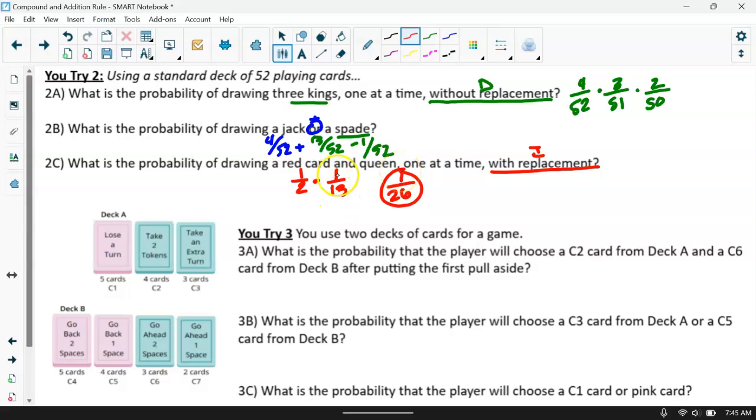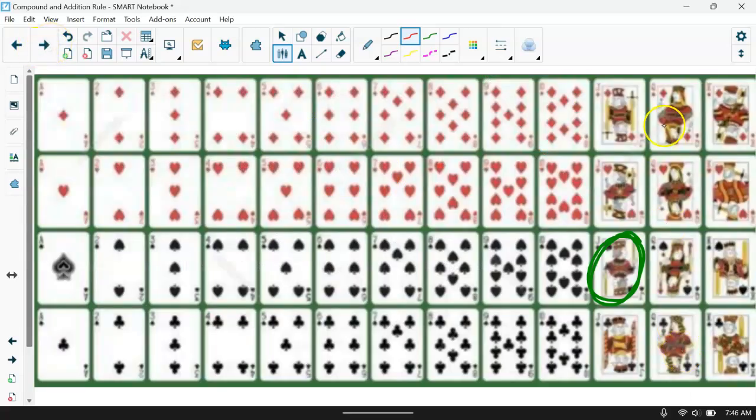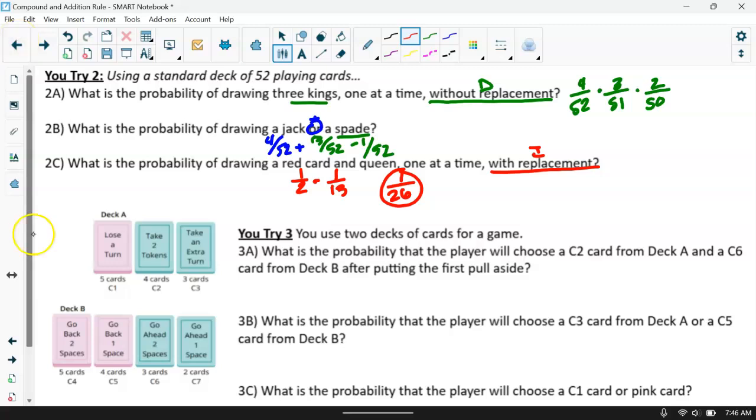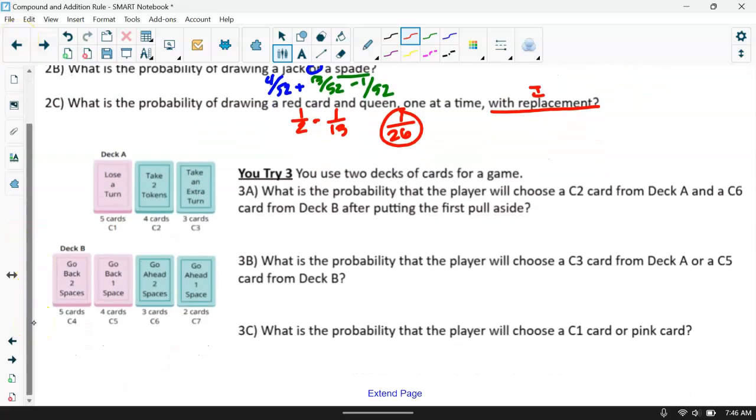So again, I got the 1 out of 13 from simplifying the queens because there are 4 out of 52, or there is 1 out of 13, right? If you think about it in each suit. So then the last here, we're going to use overall the deck. So if you hadn't answered these questions yet, go ahead and pause the video to answer these.